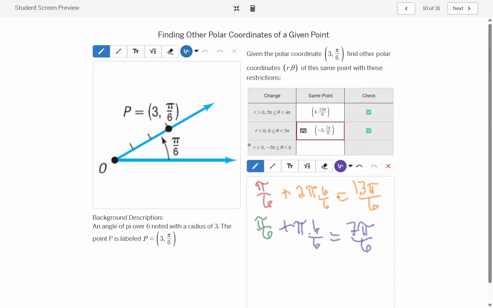Now, our last one wants us to go back to a positive radius. So we're going to keep the 3 the same. So we'll start with 3, comma. And then they want our angle less than 0, but bigger than negative 2 pi. So we're still going to start from pi over 6, but now we're going to subtract 2 pi. So pi over 6 minus 12 pi over 6 is negative 11 pi over 6.